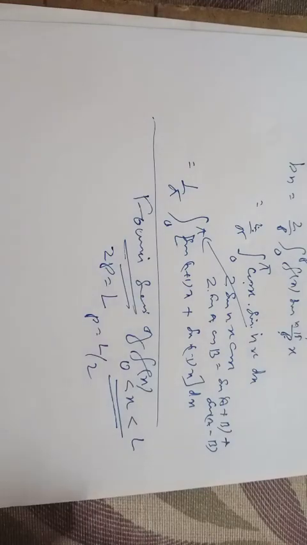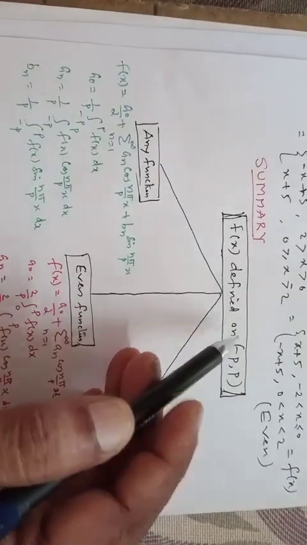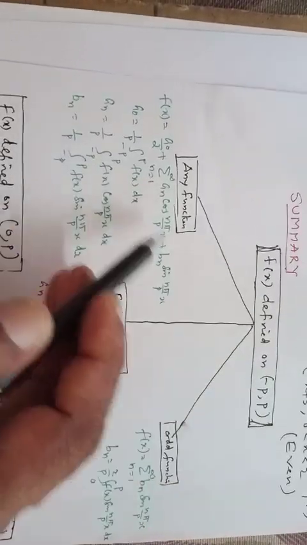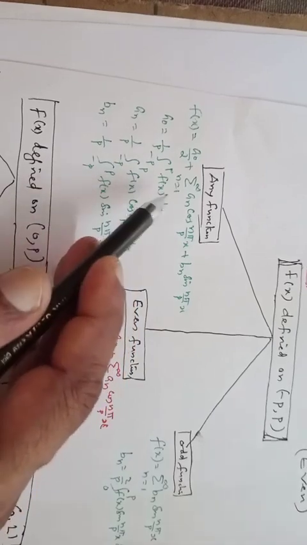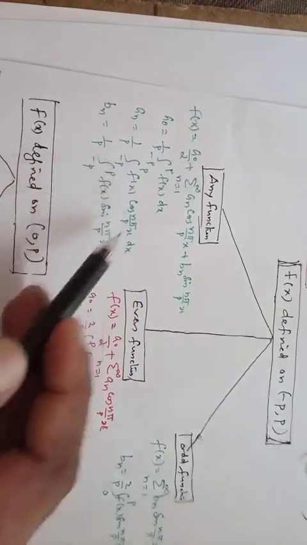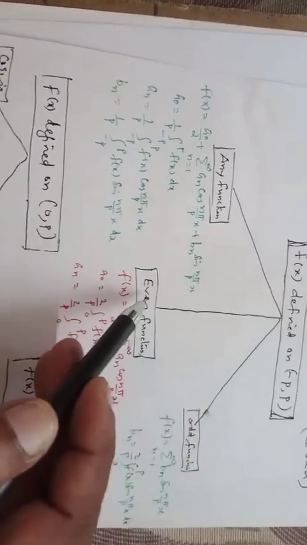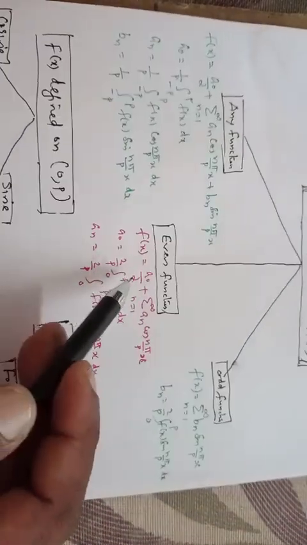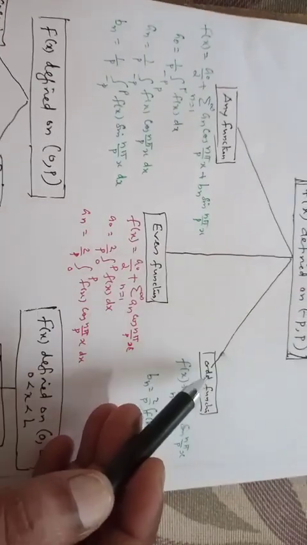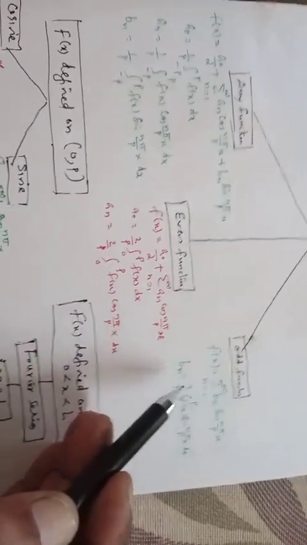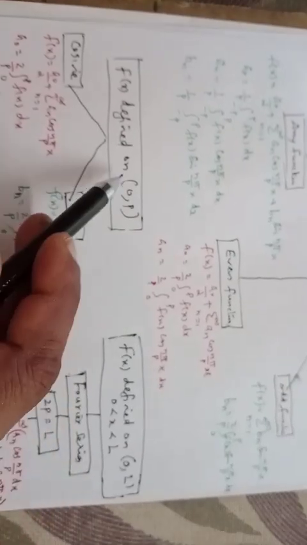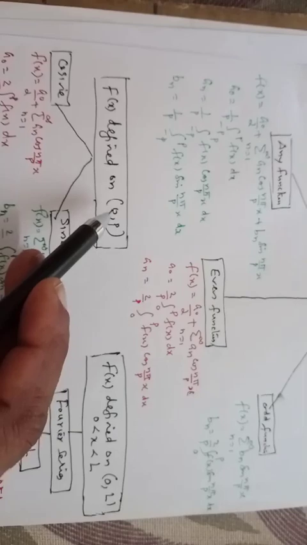And the summary: first we discussed f defined in minus p to p, and the Fourier series is this, the method is this. If it is defined and we are asked to find it, and it is checked and found to be an even function, then we need to find a0 and an only. If it is an odd function, then the series is this. These are for full range minus p to p. Then we have half range.